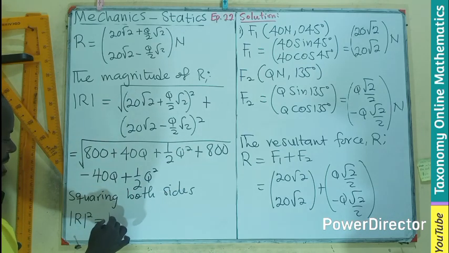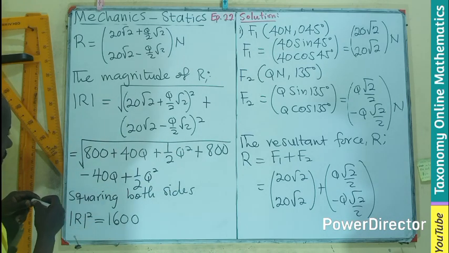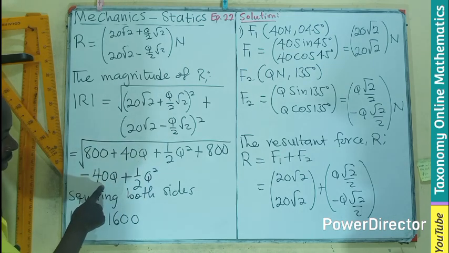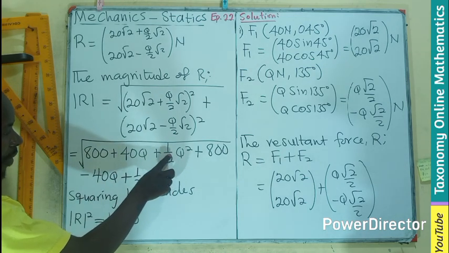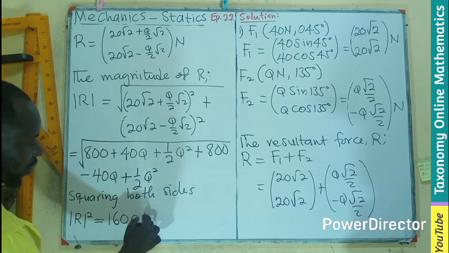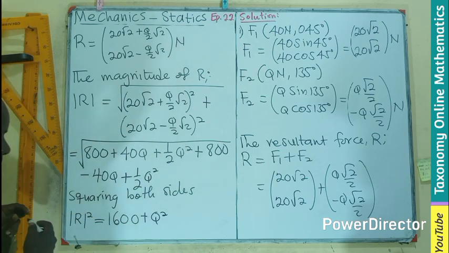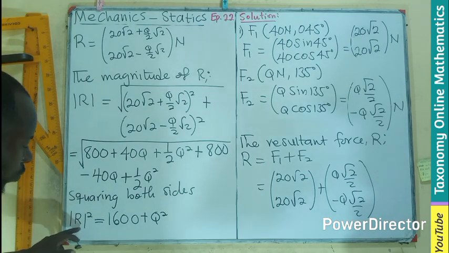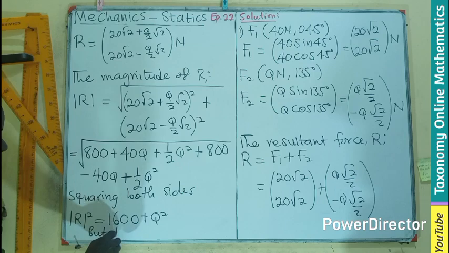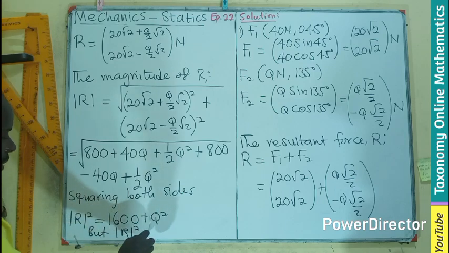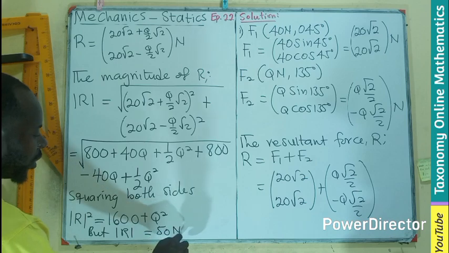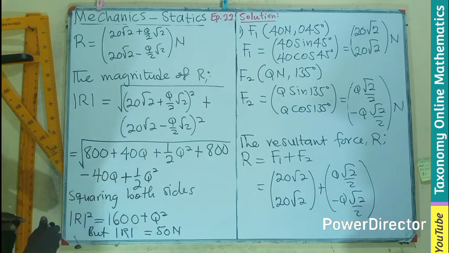That will give you 1,600. Then 40q minus 40q will cancel. I should be left with half q square plus half q square will give you 1 of the q square. I guess that is true. And here we can say, but r equals to 50 what? Newton. So when I put the 50 there, it will be squared.